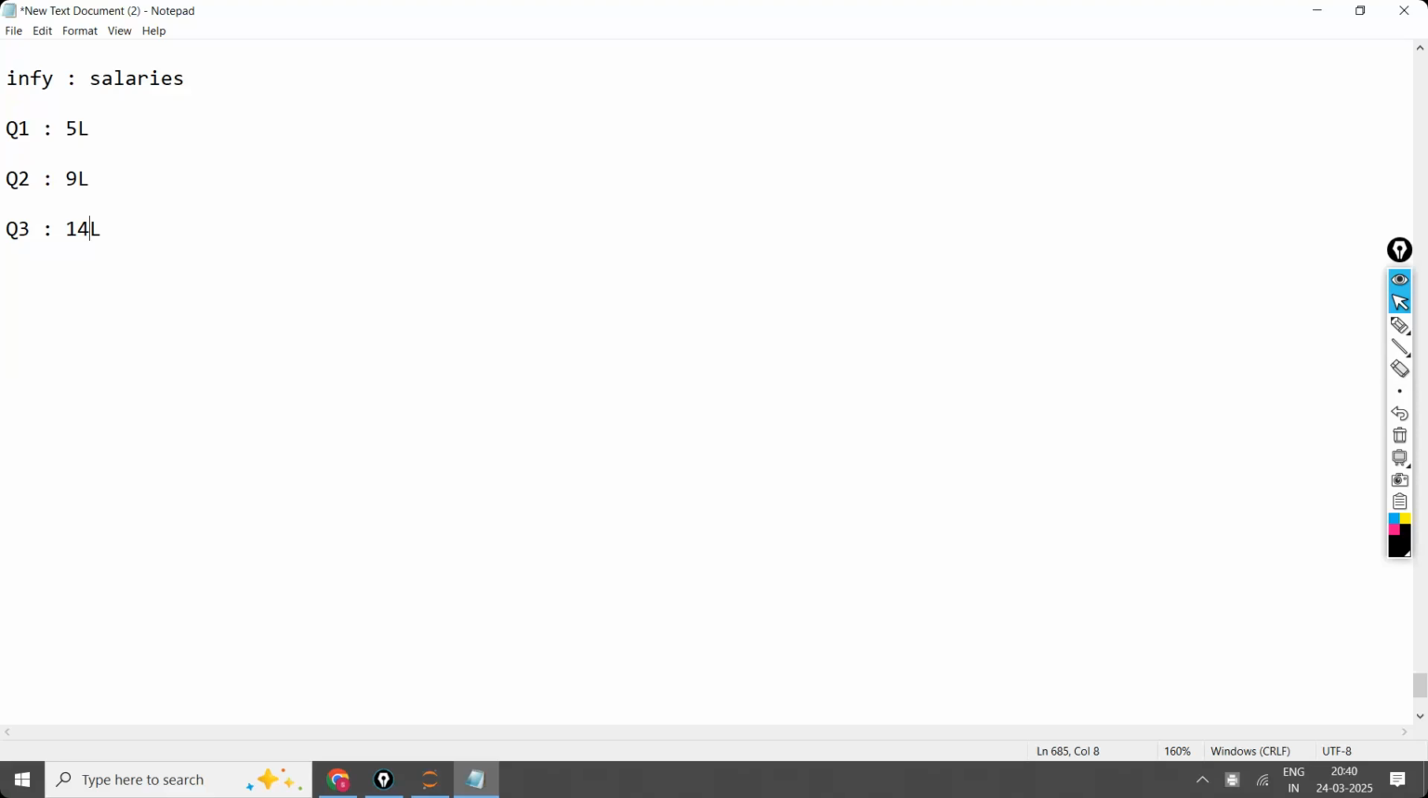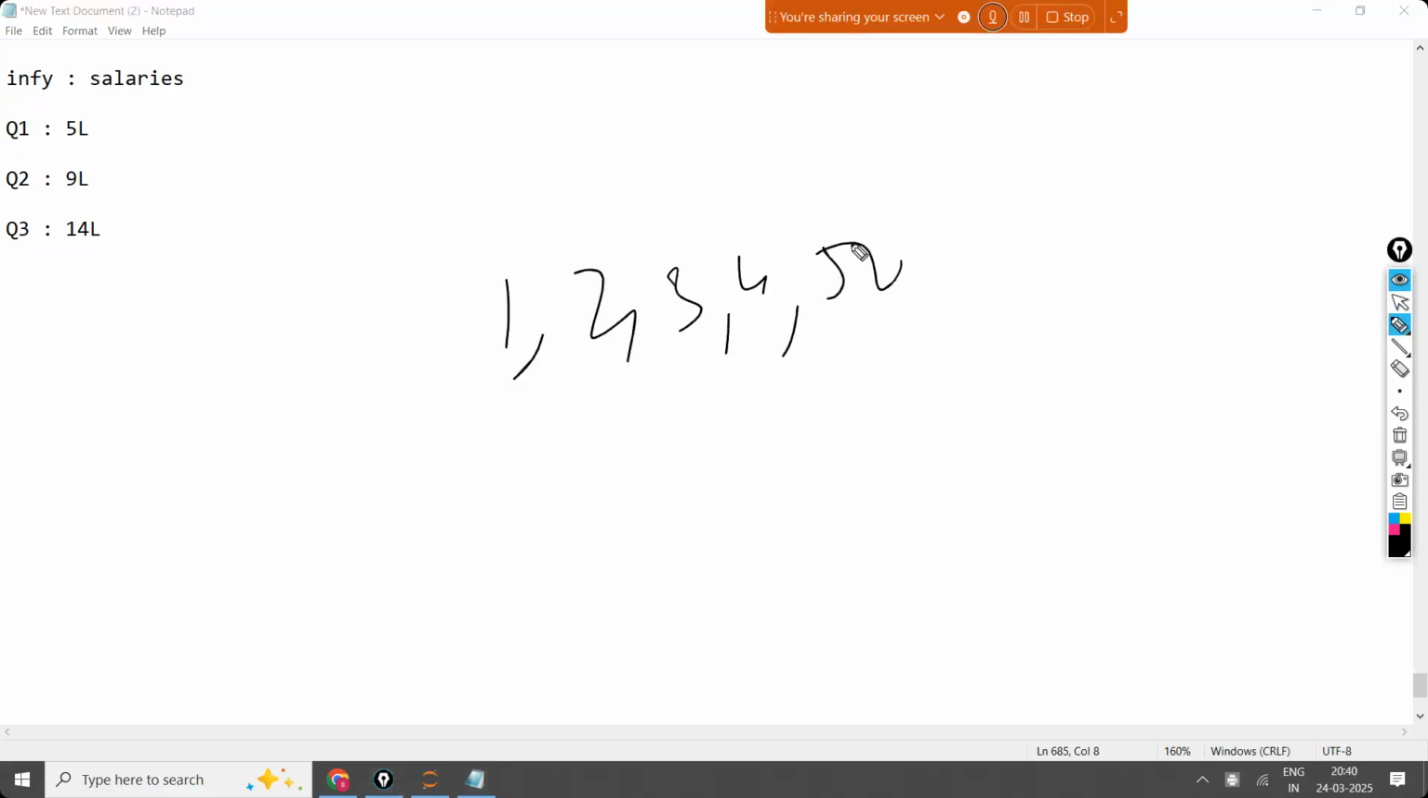Sir, for example, 1 is there, 2 is there, 3 is there, 4 is there, 50 is there. That is not 5, 50. Now, what is the median salary in this? Median is again 3 only. Even if it is 5, it is 3 only. Even if it is 50, it is 3 only, right? There is no difference now.